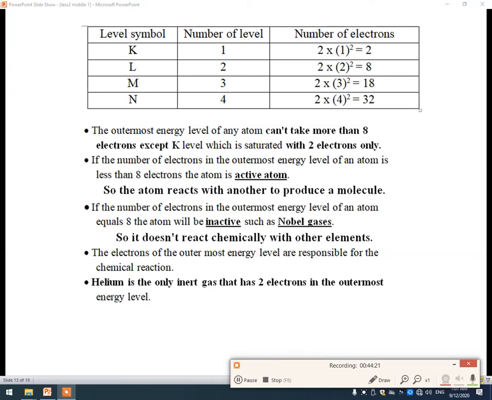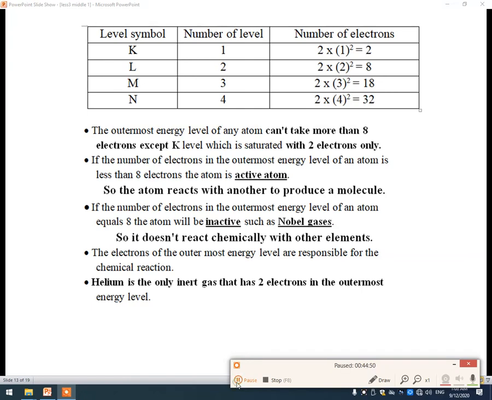Okay, we said any atoms react. What is the part that's responsible for this reaction? This part is the electrons. Only the electrons can move from the atom to make the reaction with the electrons of the other atom. So the electrons of the outermost energy level are responsible for the chemical reaction.